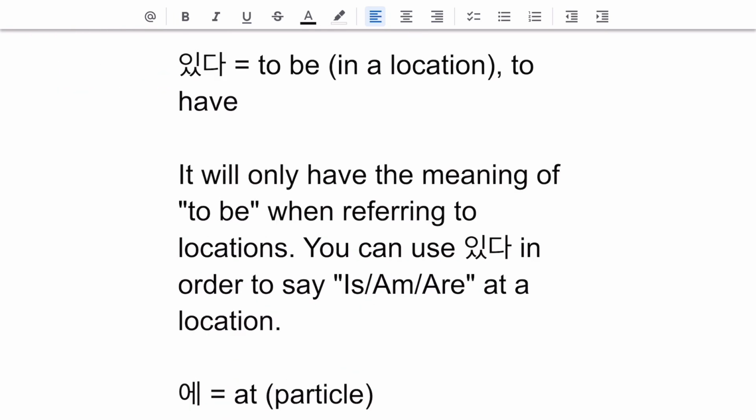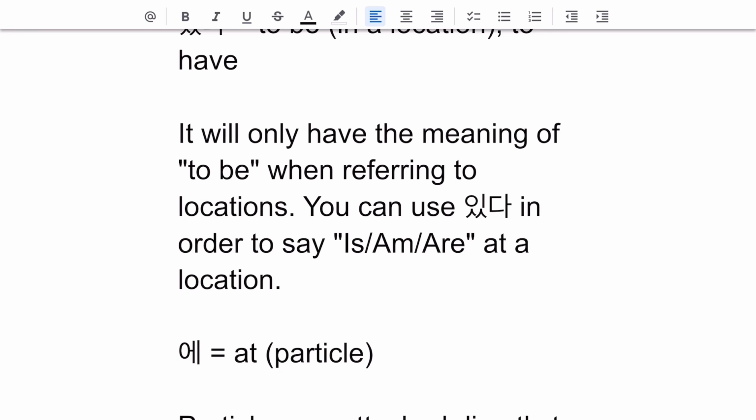Okay, and now 있다. Let's talk a little bit about that. So 있다 is a verb. It's actually hard to call this a verb, sometimes considered an adjective, but I'll say it's a verb. So it means two things. It can mean to be in a location: I am at home, I'm at work, I'm at school, or to have something: I have a phone, I have a coffee, I have a friend. It only has the meaning of to be when you're referring to locations.